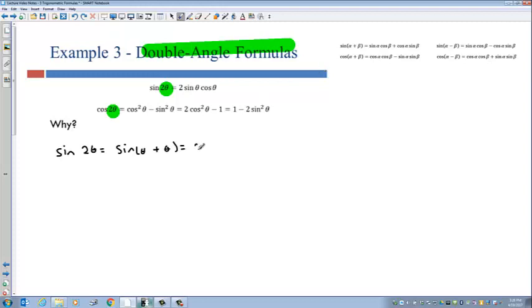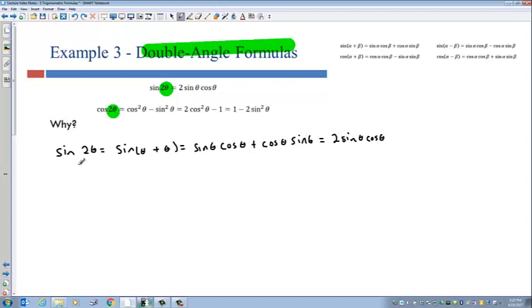So look here, you'll have the sine of theta times cosine of theta plus the cosine of theta, following that formula, times the sine of theta. But these are exactly the same things. So what happens is you get 2 times the sine of theta cosine theta. So that's where that first identity comes from.